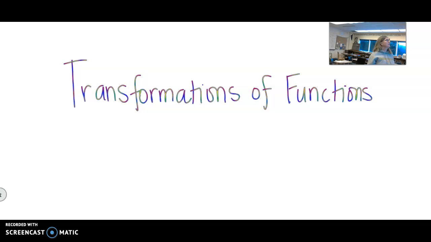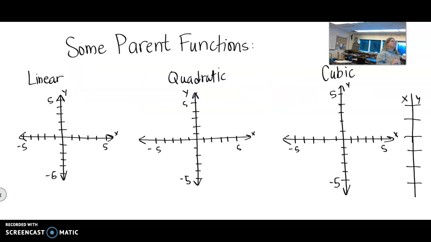But to start with, what I want to go over is some basic parent functions. Once we know what the parent functions look like, and once you have an understanding of how transformations work, you can graph functions really easily if they're in a correct format. Okay, so let's look at a couple of functions that we've studied pretty extensively.